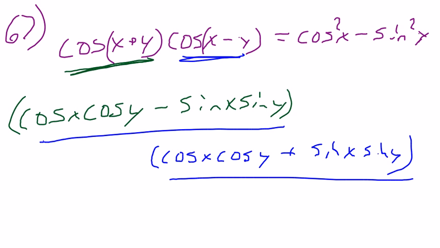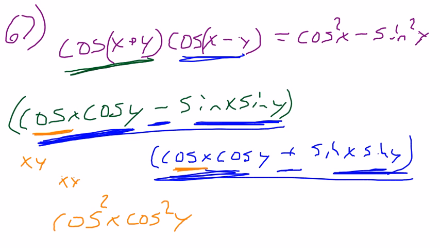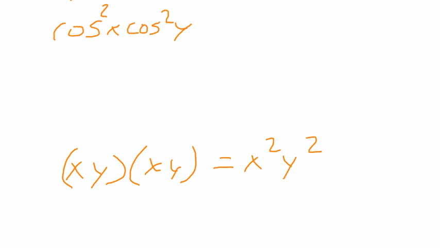What I notice is I have the same thing in front, same thing in back, but the signs change. And when that happens in math, you square the first term, which would be cosine squared x, cosine squared y, because this part can multiply with this part to become a square. Really it's like xy times xy. What would that equal? Well, that would be x squared, y squared. We'll put that down here. If I had xy times xy, this would equal x squared, y squared, right?